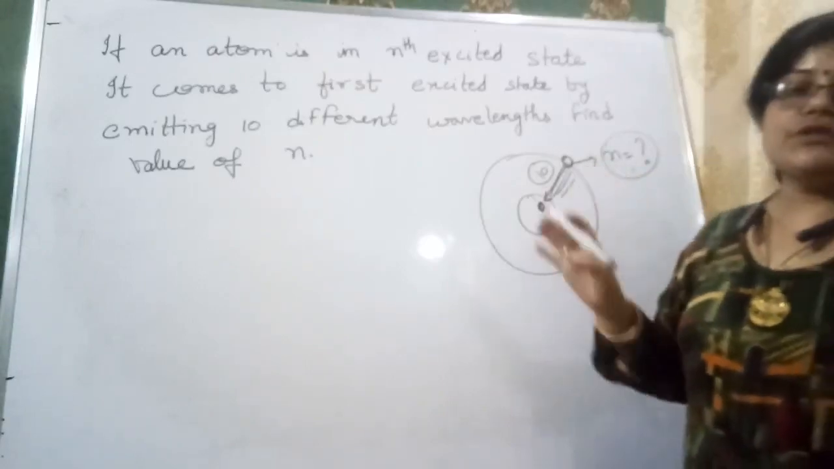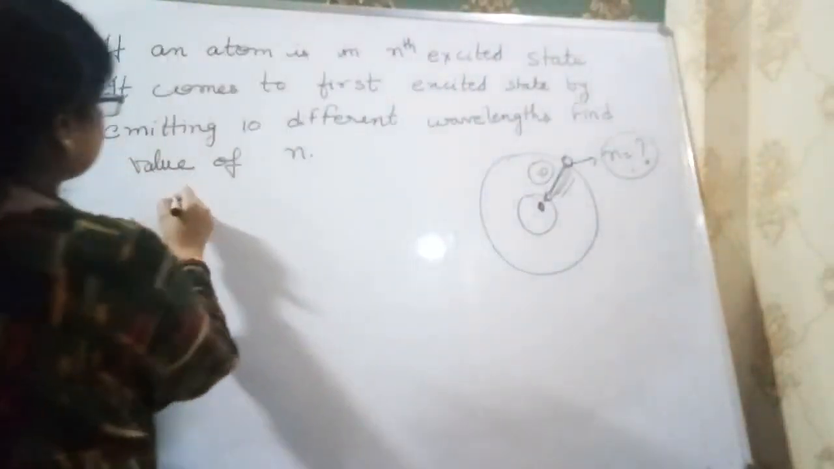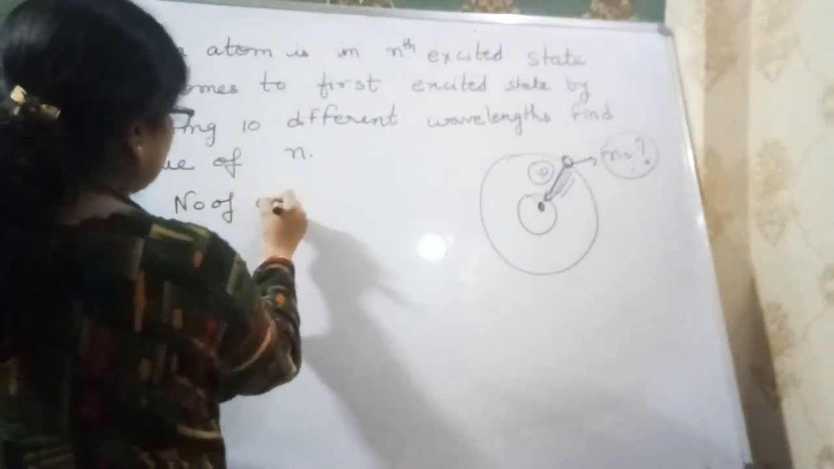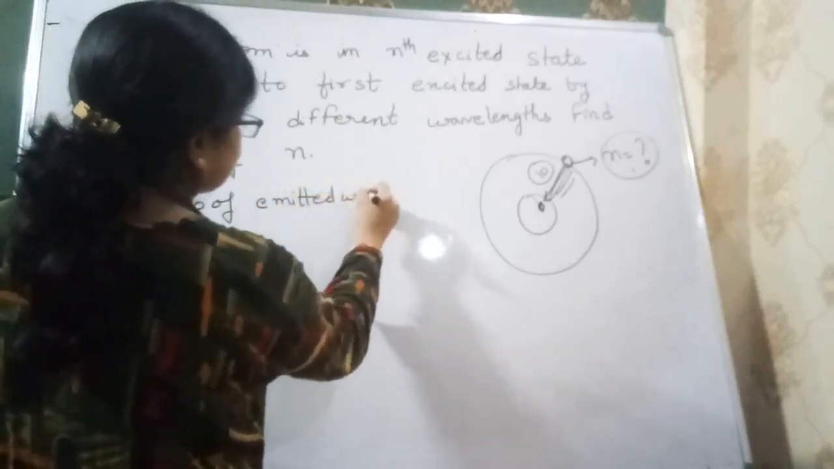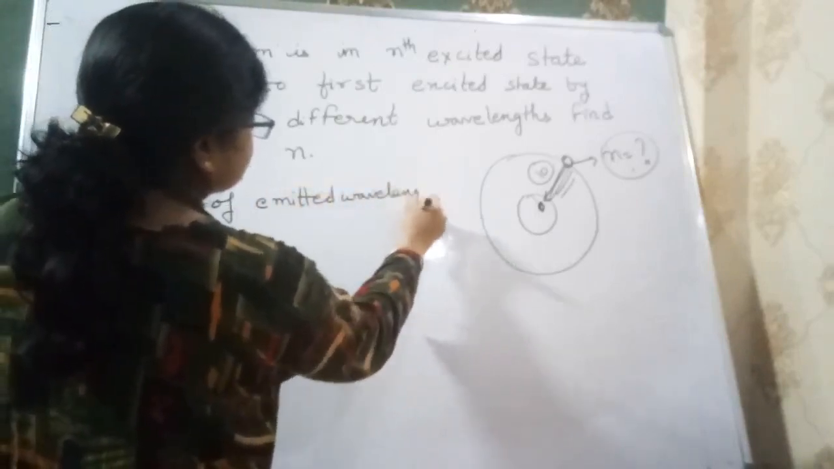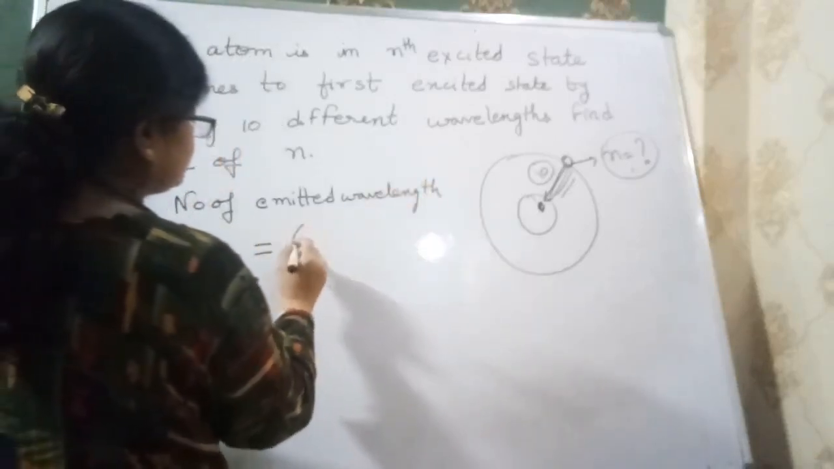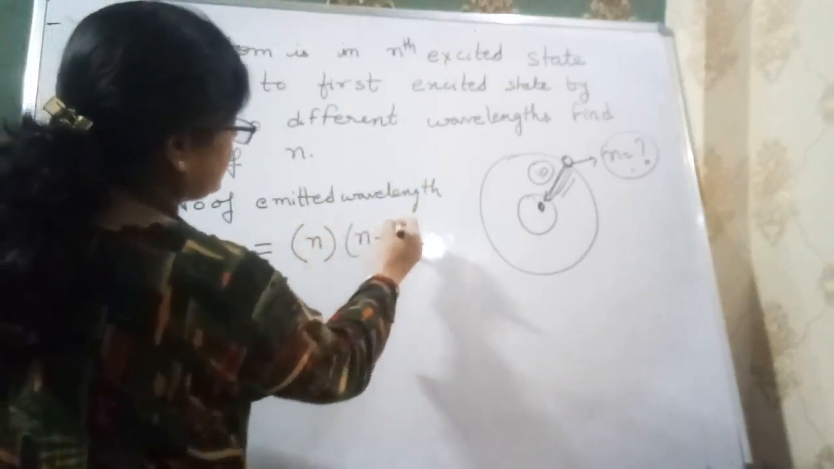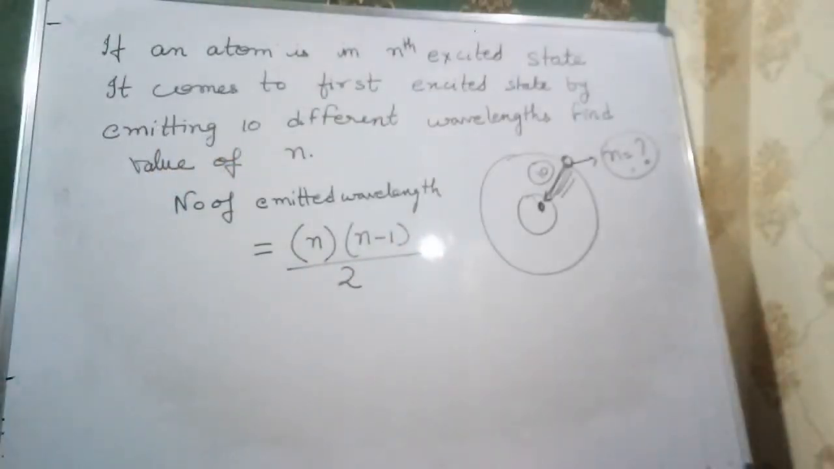In these types of questions we have a new formula. Just remember it. Number of emitted wavelengths is equal to n into n minus 1 by 2. Just write it down.